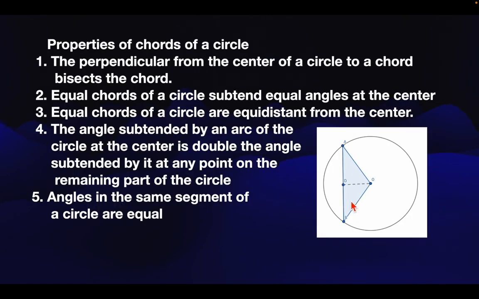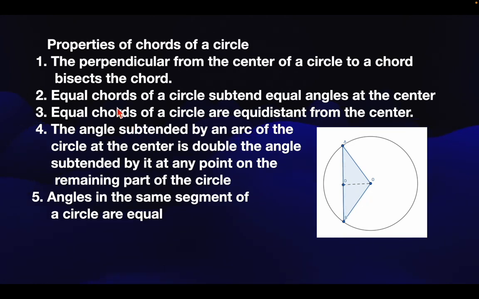Properties of chords of a circle. So this is a circle and this is a chord. This chord will have some properties. Let's see. The perpendicular from the center of the circle to the chord bisects the chord. So here from the center, if you draw a perpendicular like this, it will be 90 degrees and it will bisect the chord. That means this AD is equal to DB.